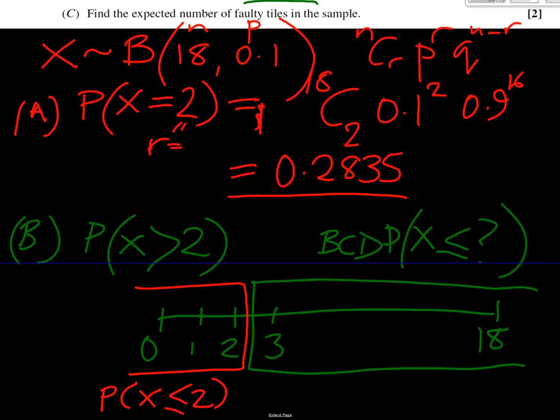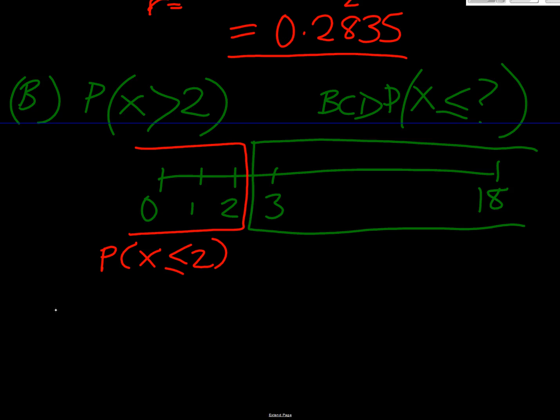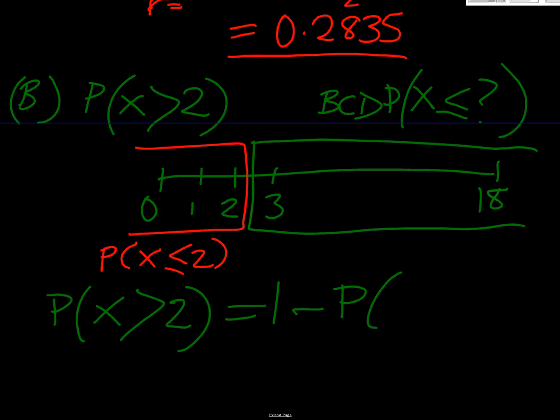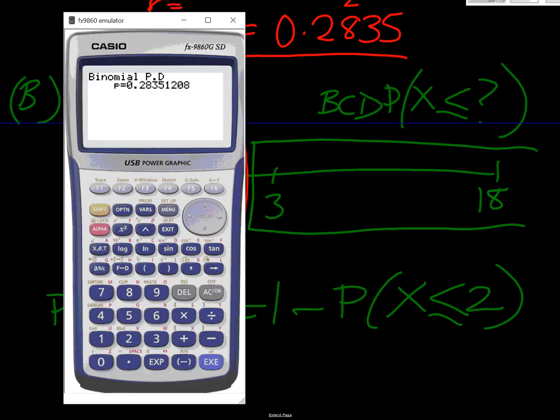And how does that relate to the probability we're interested in? Well, we're using the fact that the total probability is 1. So we're going 1 minus the probability of x is less than or equal to 2. Okay, so let's go straight back to our calculator. We need to come up 1 to go back.